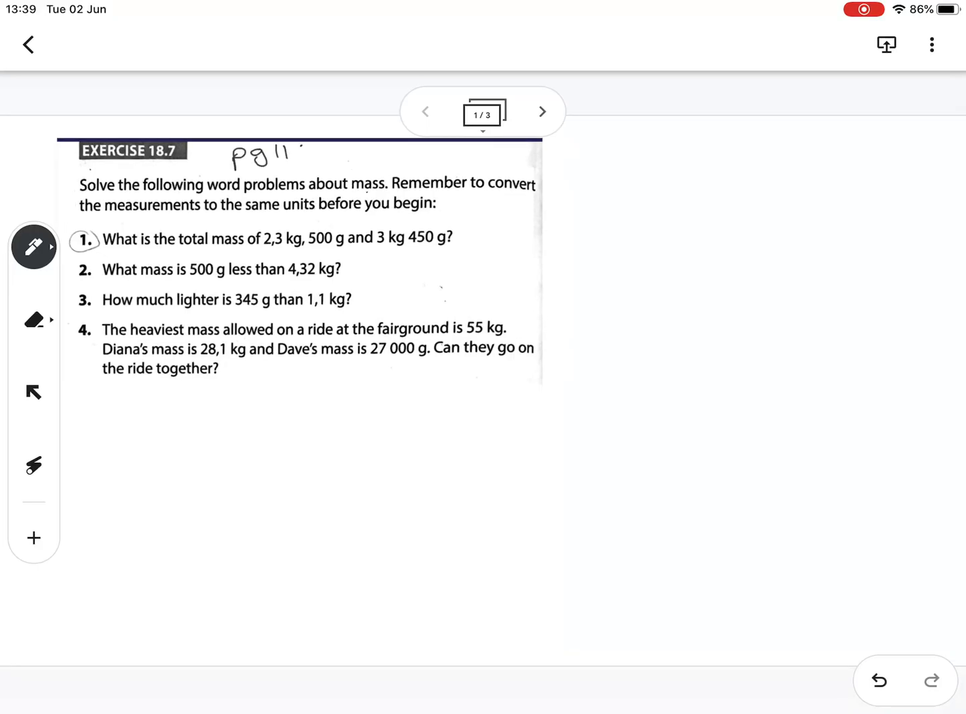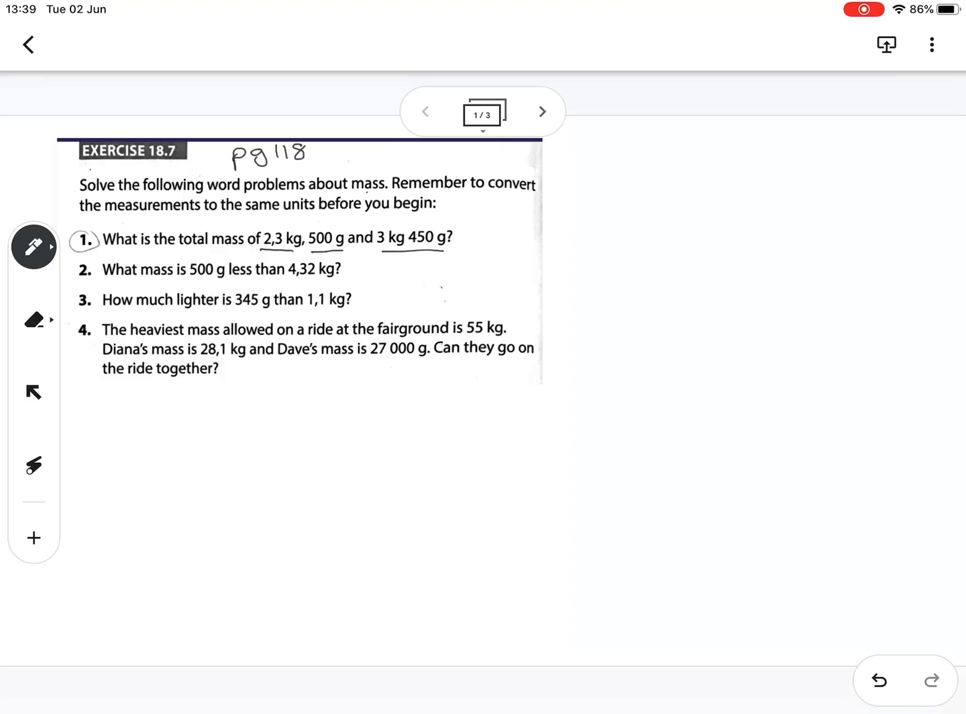Page 118 in your textbook, exercise 18.7. I'm not going to work them all out, but I am going to give you a few tips. So let's go. What's the total mass of these three numbers?